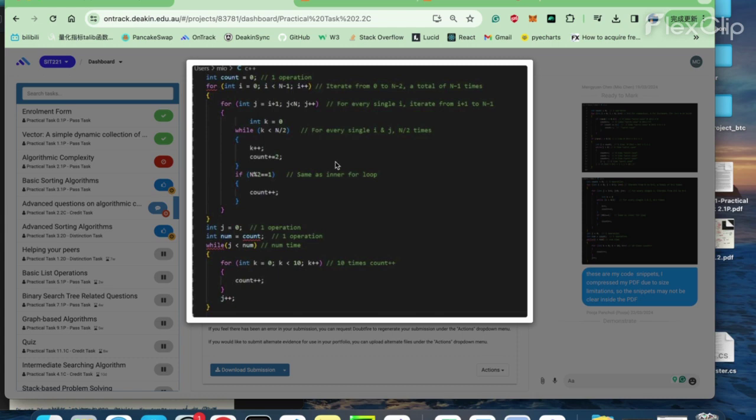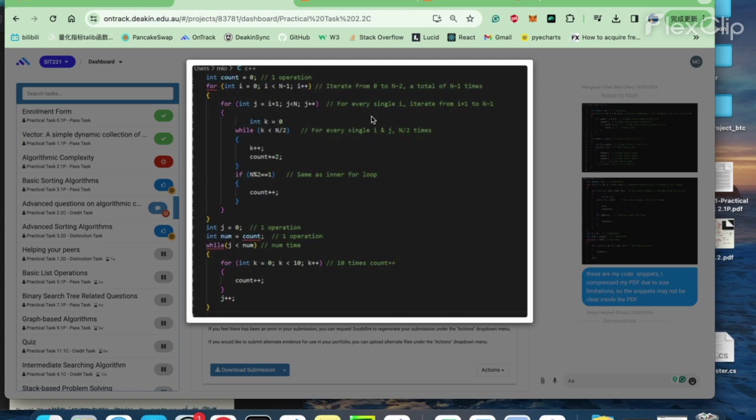For the while loop, for every single j, it runs n divided by 2 times. And for the if case, it's the same as the inner for loop, n minus 1 times n divided by 2 times. The initialization here is 1 time, the assignment here is 1 time, and the for loops are 9 times and 10 times. So the total number of operations is 3 plus n squared times n minus 1 divided by 4, plus n minus 1 times n divided by 2, plus 10.